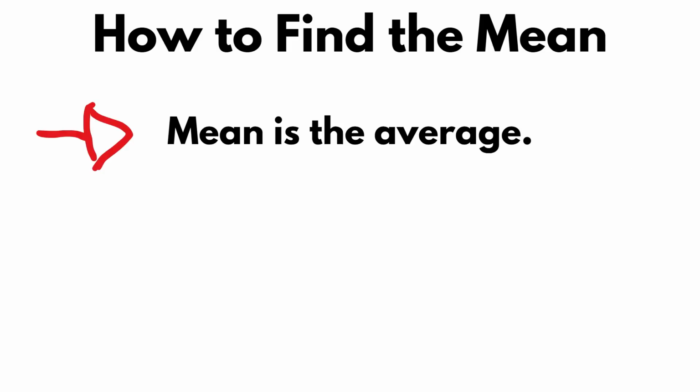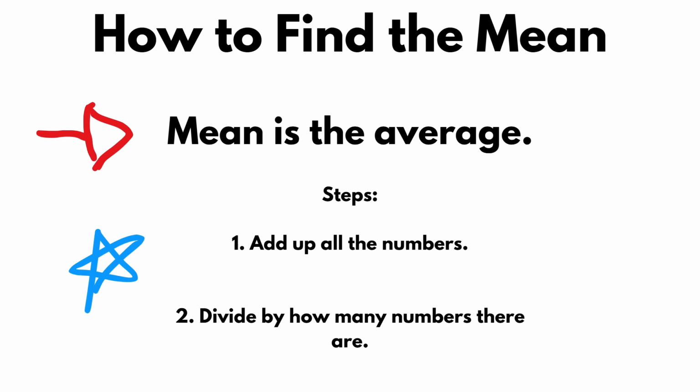Let's start with mean. How to find the mean? Let's start with a short, quick definition. Mean means the average, and there are two simple steps that we need to follow when finding mean. One is to add up all the numbers. Two, divide by how many numbers there are. These two steps are critical.